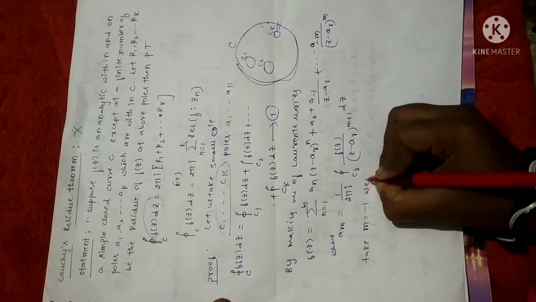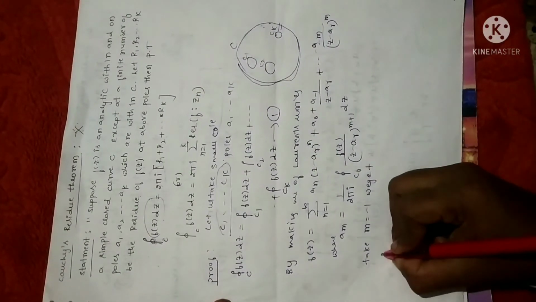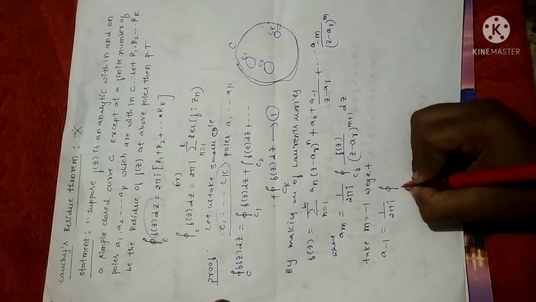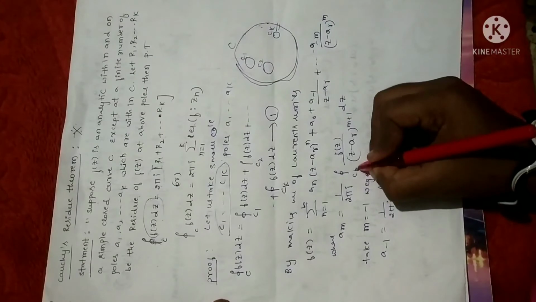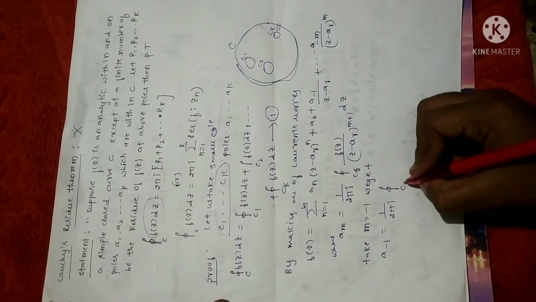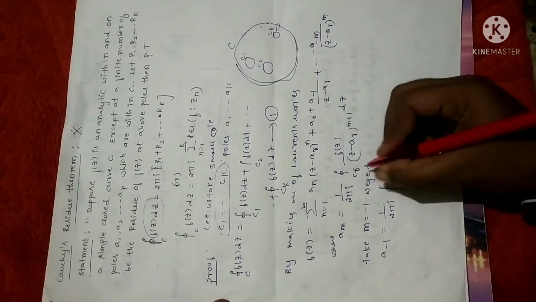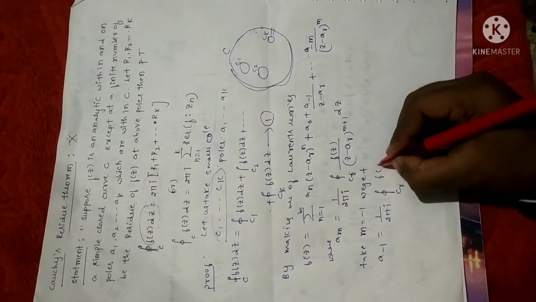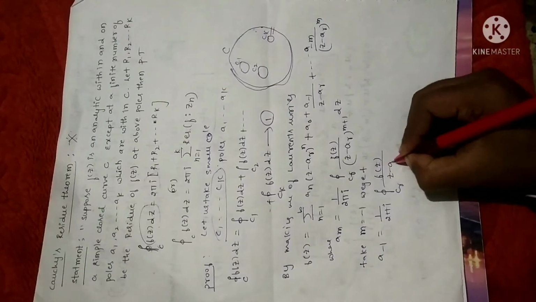Minus 1. So if you are going to put m as minus 1, you will get a of minus 1 is equal to 1 by 2 pi i into integral over C. This is curve C r. So integral over a curve C r. Why? Because we have a C k in between curve I have taken. So f of z divided by z minus a r.